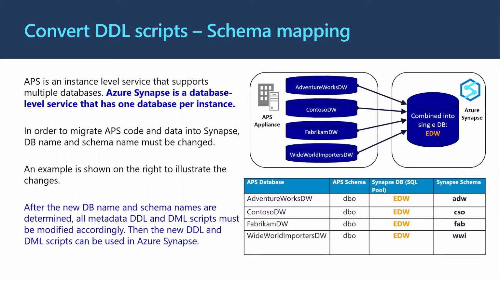But what if we have the same object names in two or more databases? For example, we have dbo.dimaccount in both AdventureWorks DW and Contoso DW databases, hence a naming conflict. A common approach is to map source databases to different schemas in the target Azure Synapse database. This will help to avoid object name conflicts.